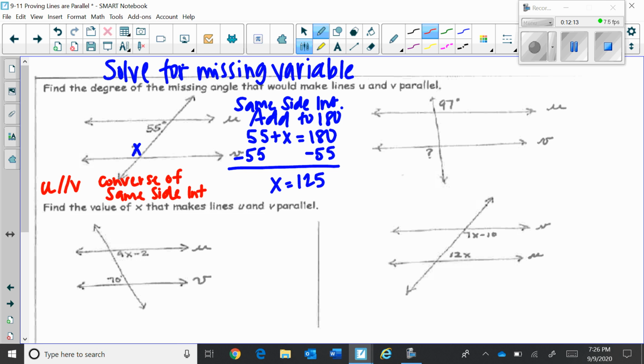All right, I would like for you to solve this one on your own. Tell me this value of x. And then tell me which converse statement is making those lines parallel. So I want the value of x and then which converse statement is working here. All right, so go ahead and pause this, figure that out, and answer your question in the box that pops up.